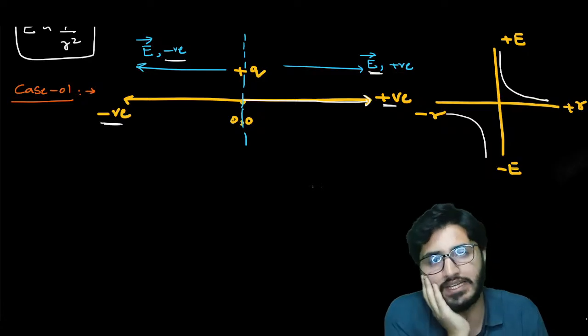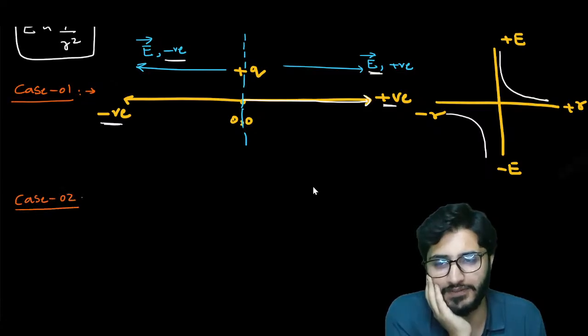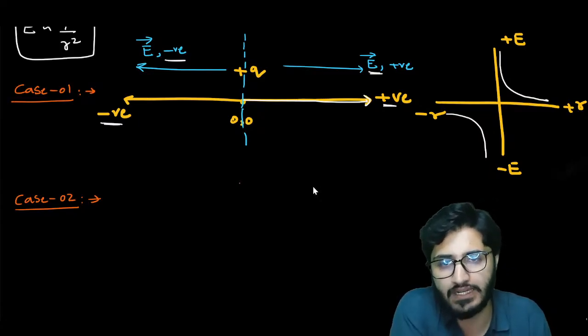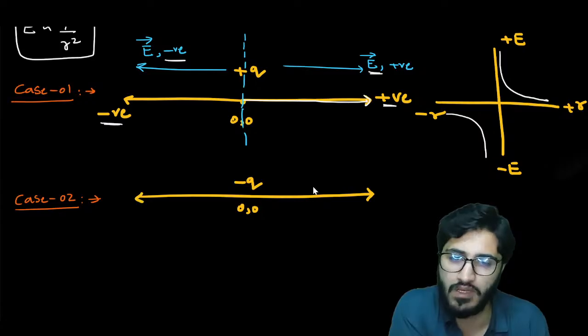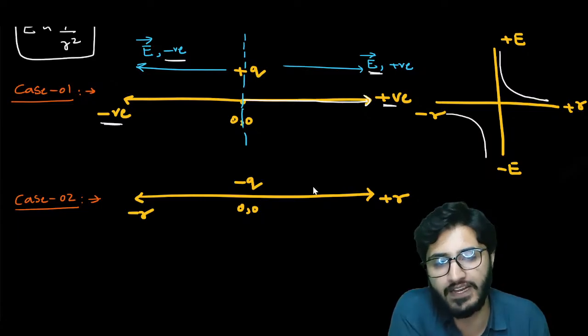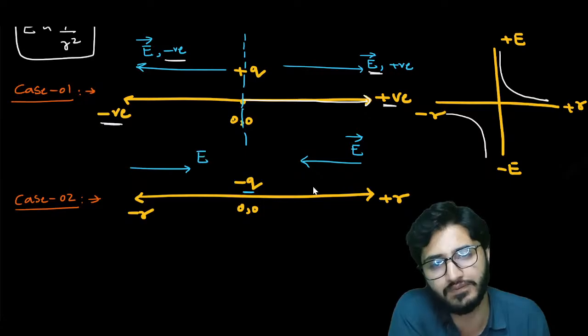Okay. So let us discuss now case number second. In case number second, what we have is a negatively charged particle, minus Q at the origin. This will be plus R, minus R. My electric field would be in this way. Why? Because for a negative charge, the direction of the electric field is towards the charged particle. It will be like this.